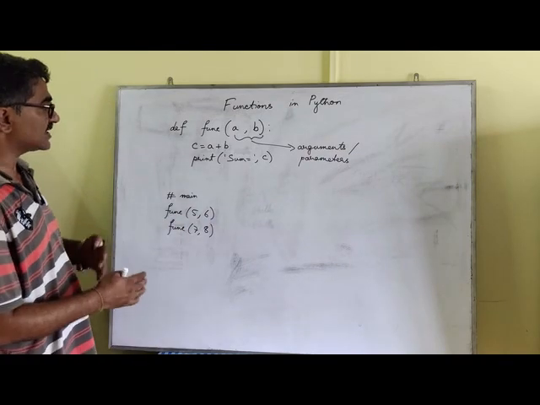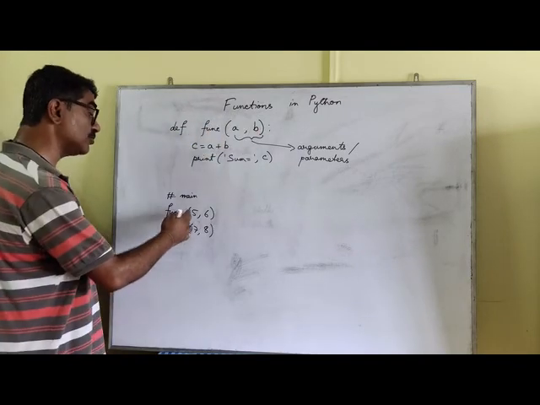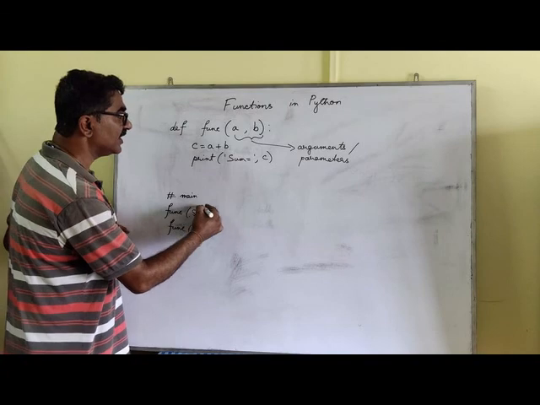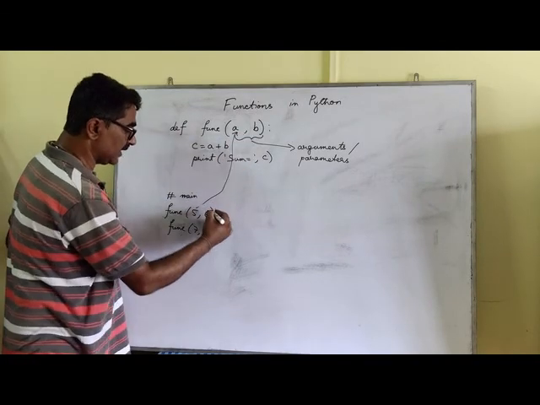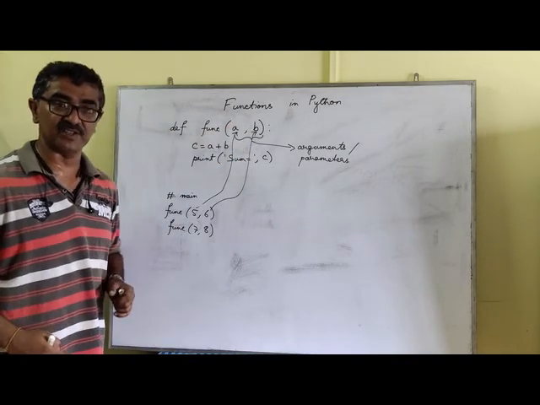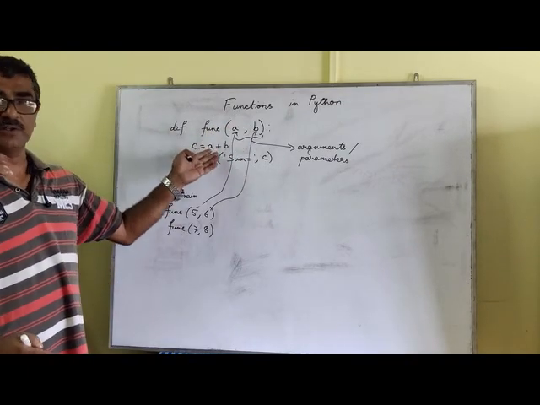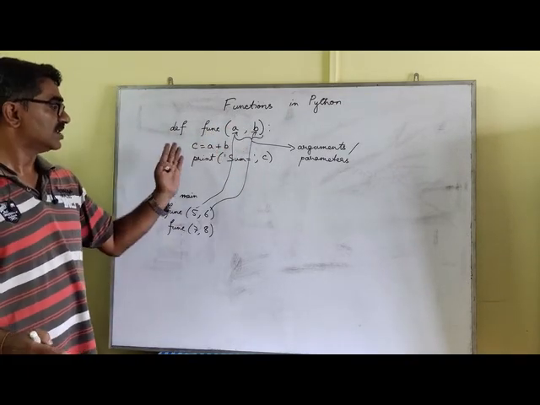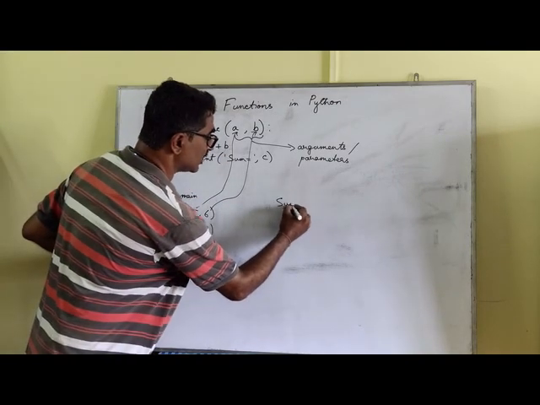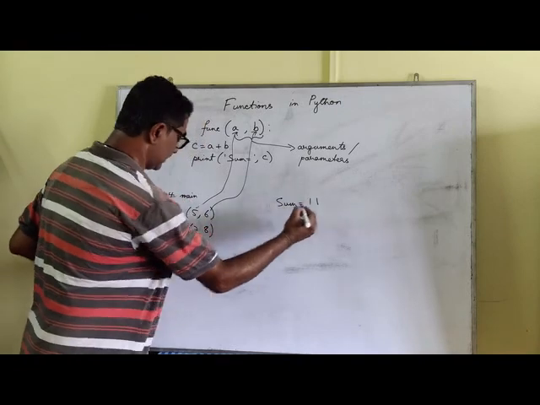Since we have two parameters, we need to pass two values to those two parameters. So I am passing 5 to the first parameter, that is variable a, and 6 to the variable b. So the values of a and b are 5 and 6 respectively. So c equal to 5 plus 6 will give me 11. So print sum equal to c will definitely display sum equal to 5 plus 6, that is 11.